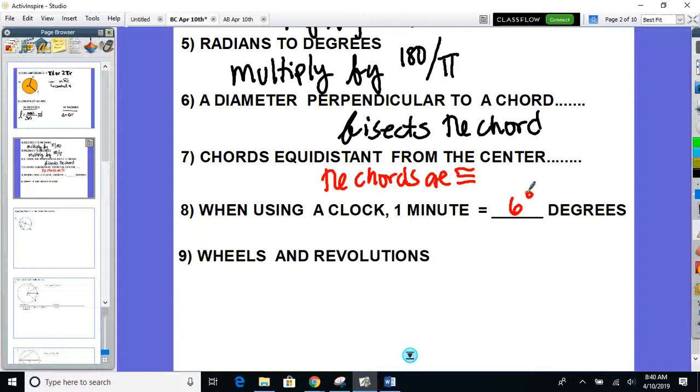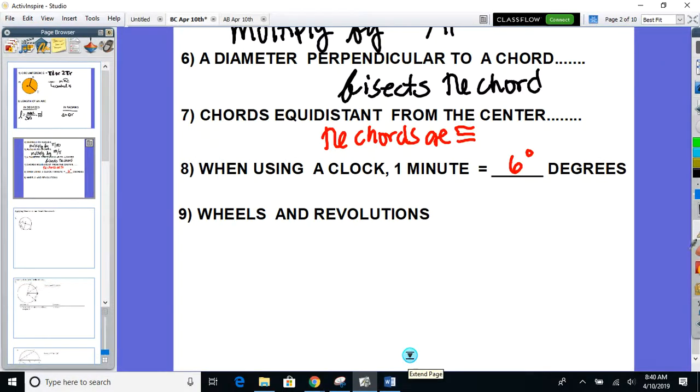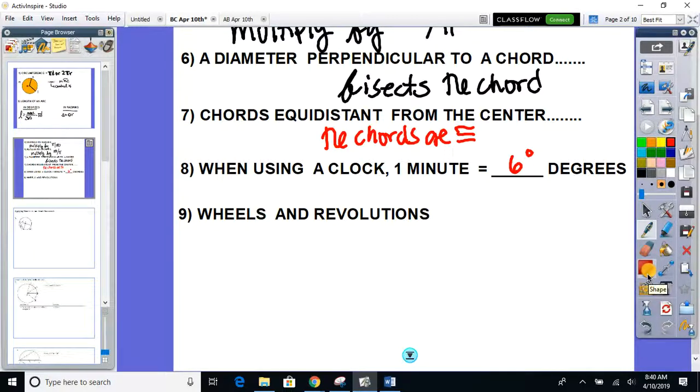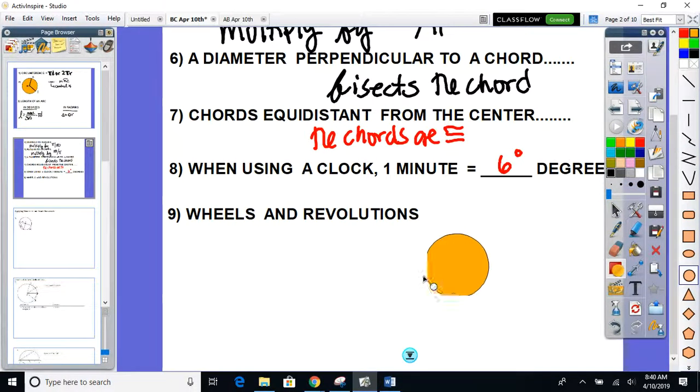And I put this one on because I didn't think it was fair if I didn't tell you. Wheels and revolutions. I'm a math teacher, and I don't have anything circular in this entire room?